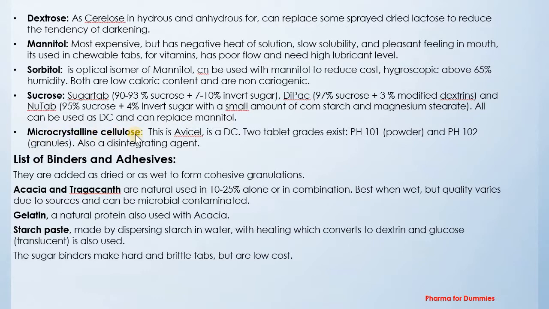The last one is microcrystalline cellulose. It is insoluble. It is directly compressible. Two tablet grades exist, which are PH 101 as powder and PH 102 as granules. It is also a disintegrating agent.